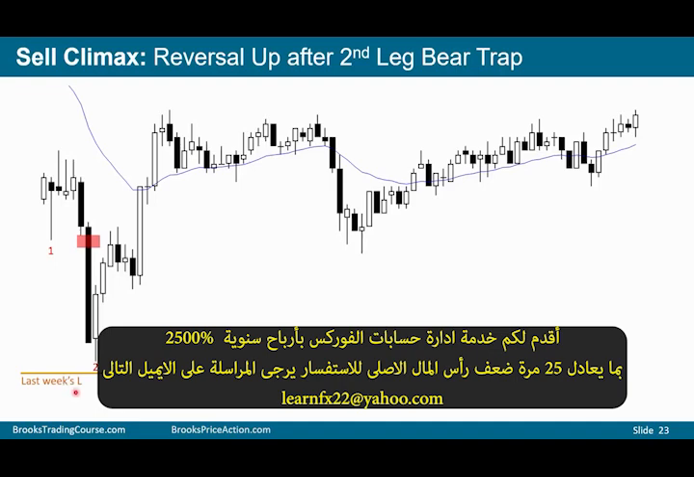Here's a test of last week's low and a very strong bull reversal bar. It's the second reversal up. We tried to reverse up here, and we're getting a second one here. The bears, if they sold here, they have to get out here, and bulls will start buying either above this bar or above that bar.